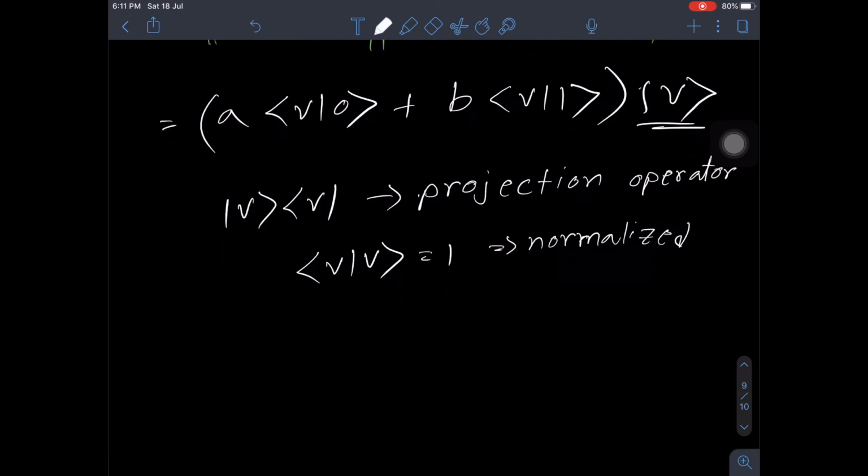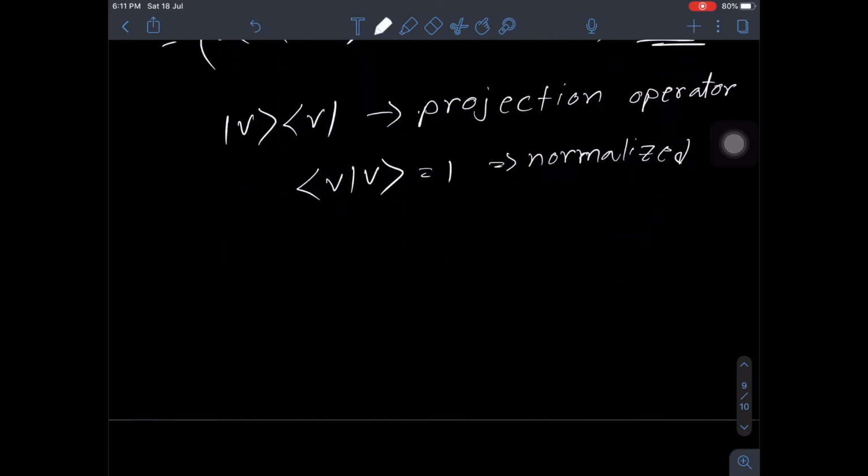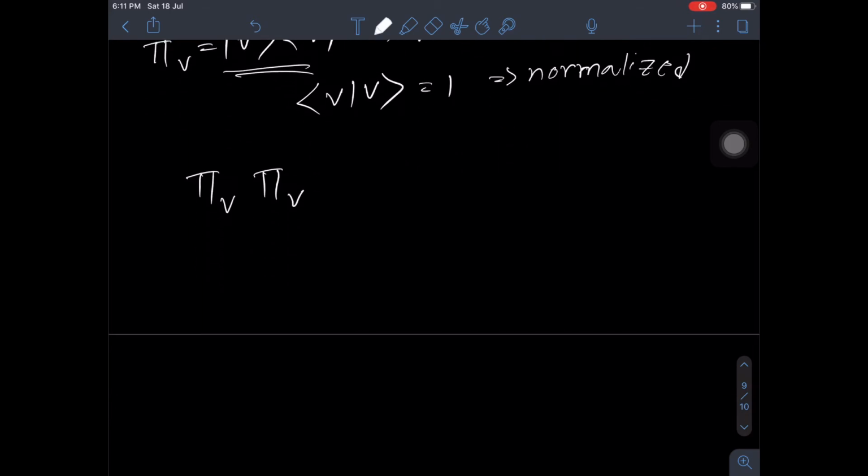All right, now let's check one more property. Let's call this pi v. Whenever I use this capital pi v, that means it's this operator. This is a definition that we're using. Now let's check what happens if I act pi v twice. So let's look at it intuitively first.